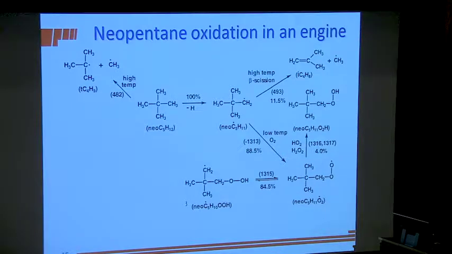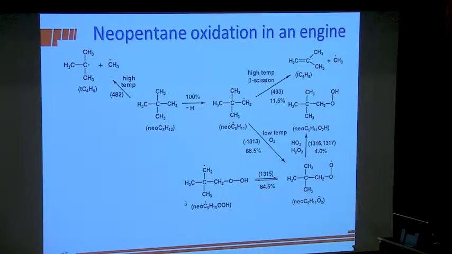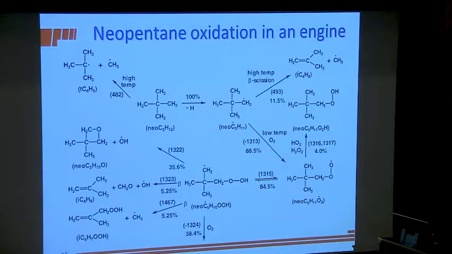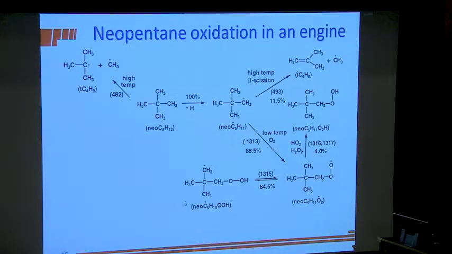But then a small amount, about 10%, undergo beta scission here, and only about 4% form this neopentyl hydroperoxide. Don't worry about that, it's just showing where it's all going. But this is where all the business is. So this is our QOOH that I was talking about. So this is RO2, this is QOOH.